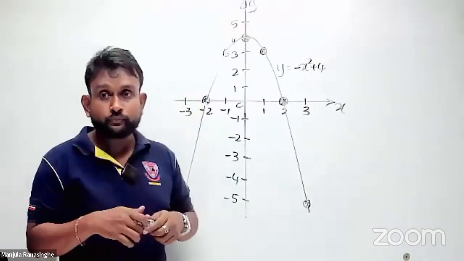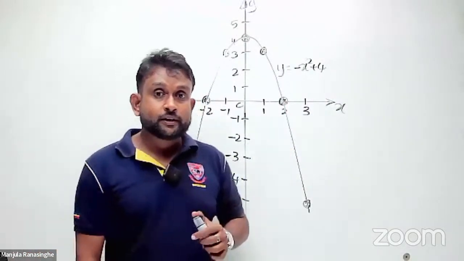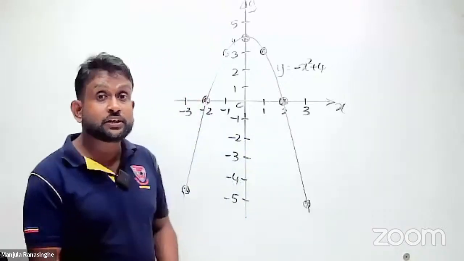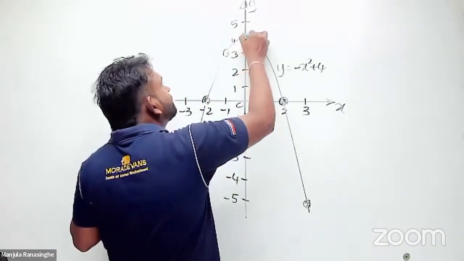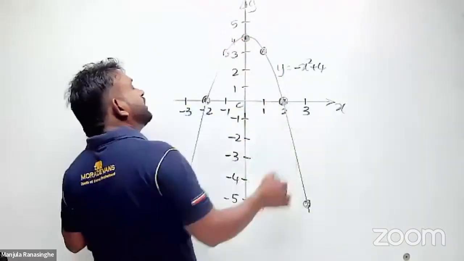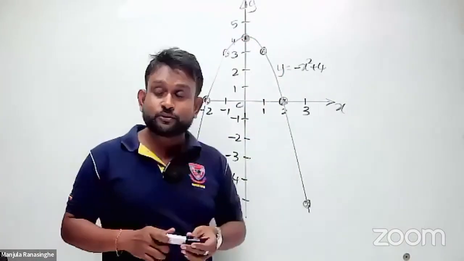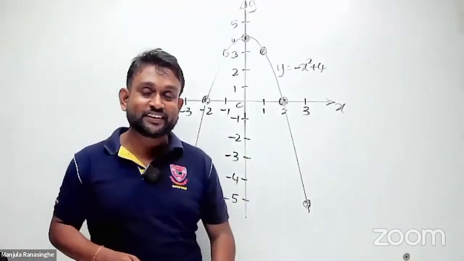Right. Now check. Okay. Write the coordinates of the turning points. Turning point. So here the graph is turning. When do you have your turning points in life?